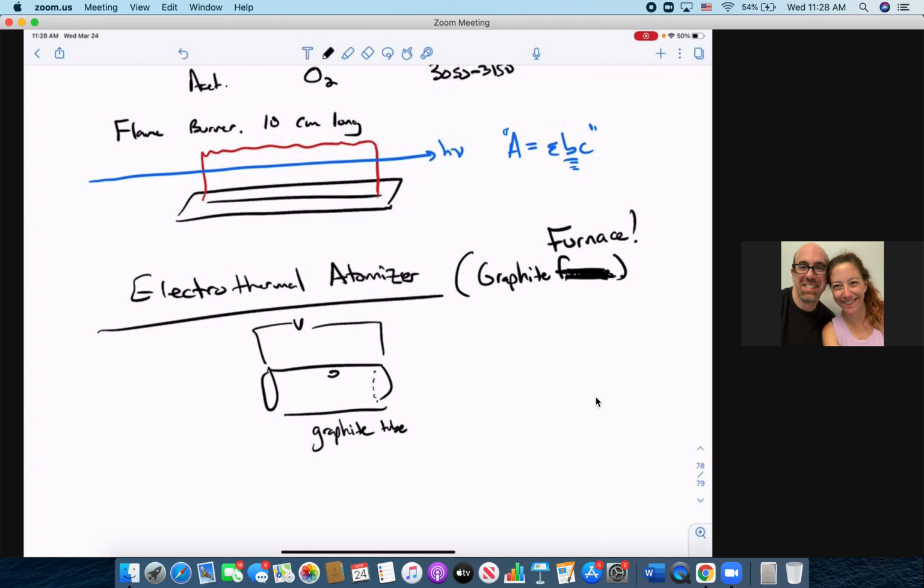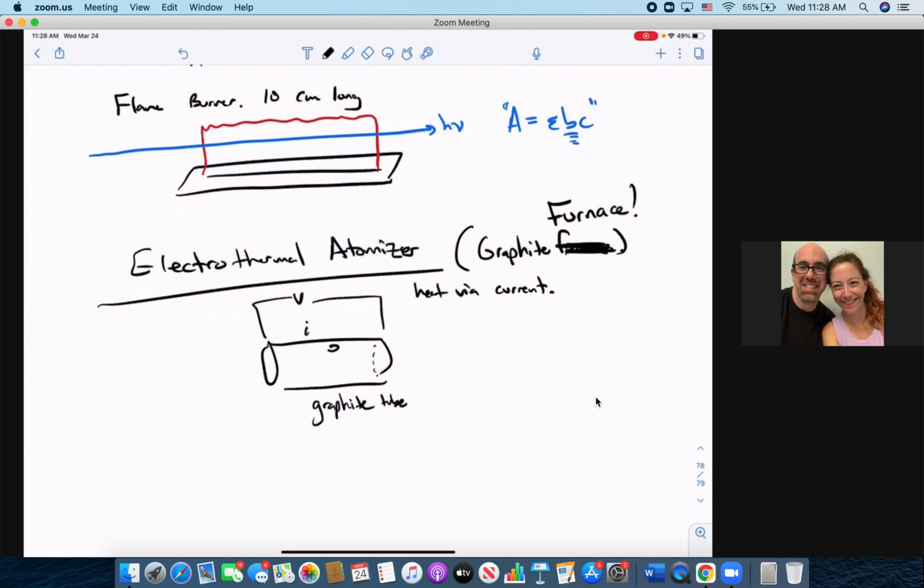So if I pass current through this device, I generate heat, right? This is how your oven works. Unless you have an induction stove, is how your stove works. You've been making food with this exact technology your whole life, right? If you put a resistor and you put a voltage across it, it's going to get hot. Okay, it just happens. So we use this as a way of generating heat in the graphite furnace.